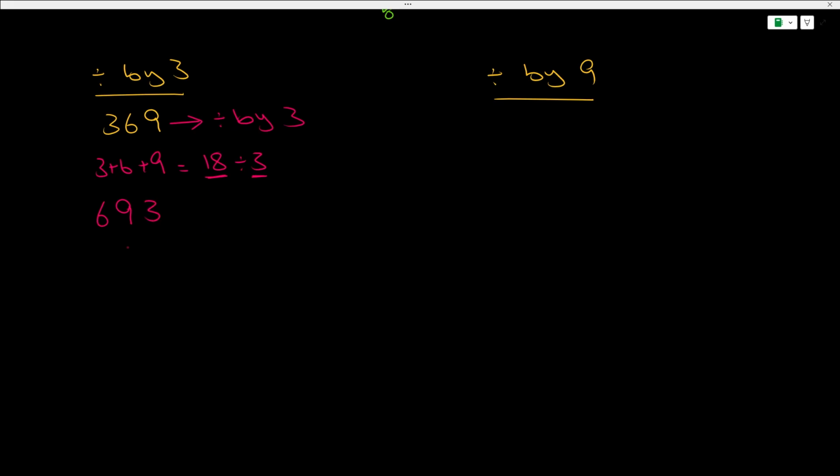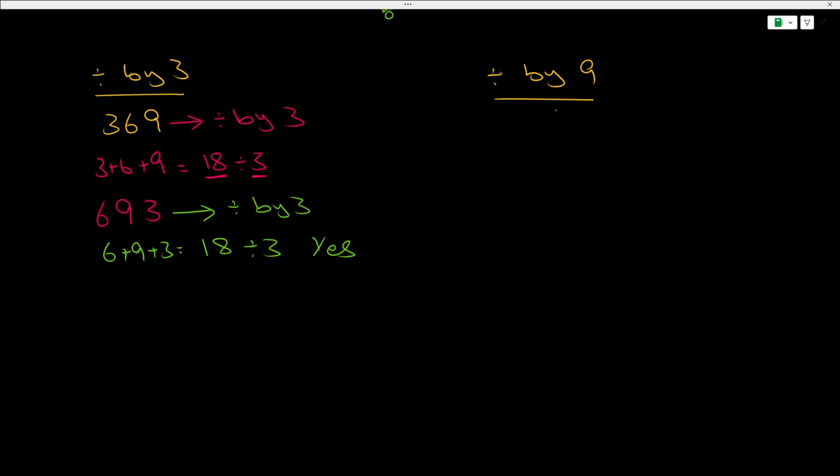We can have another example, that is 693. What we will do, we will add all these numbers like 6 plus 9 plus 3, that will be 18. So 18 can be divided by 3. Yes, we can divide it by 3. So we say this number can be divided by 3.